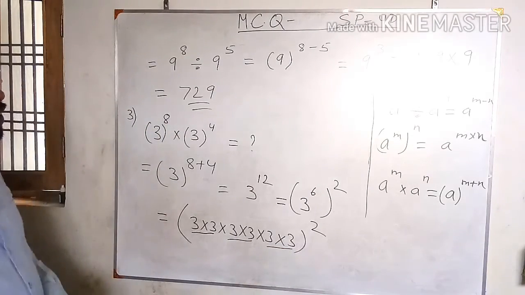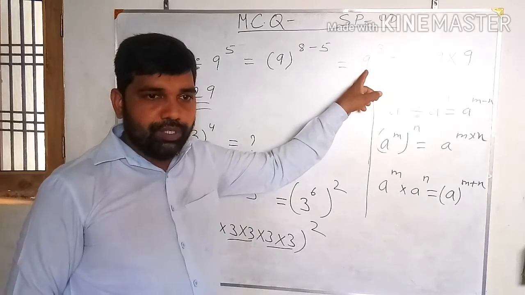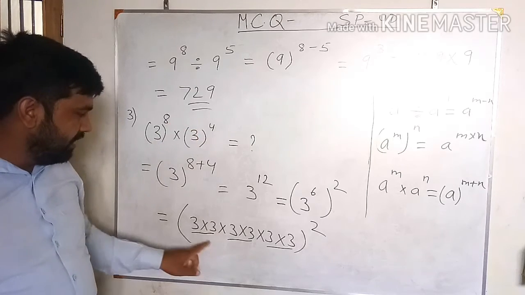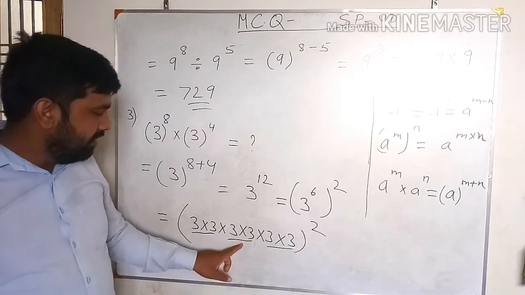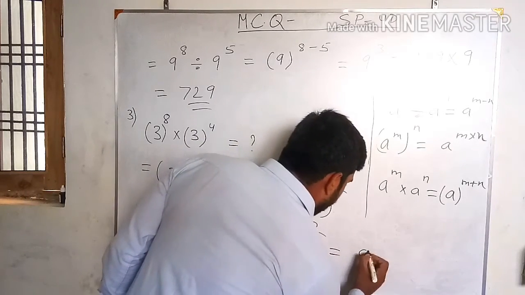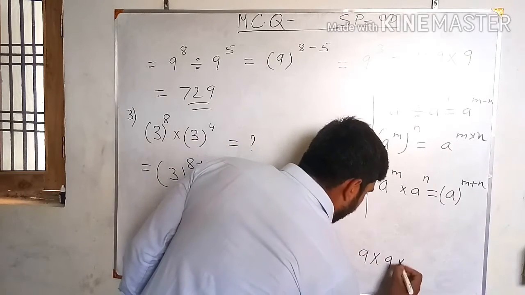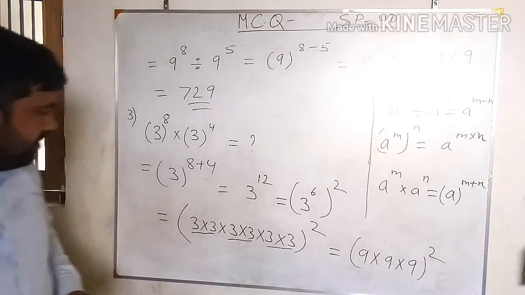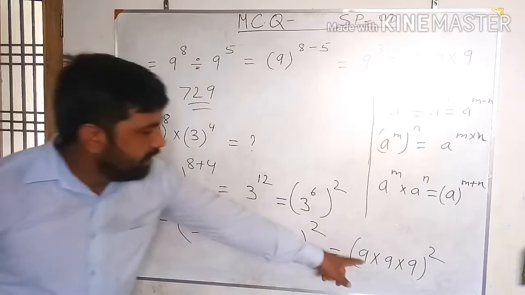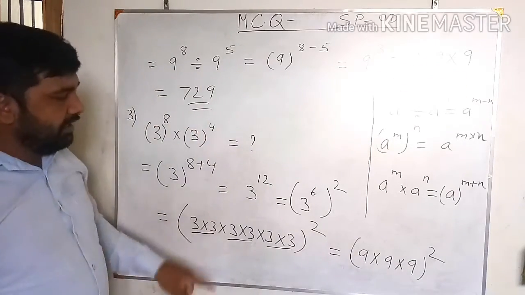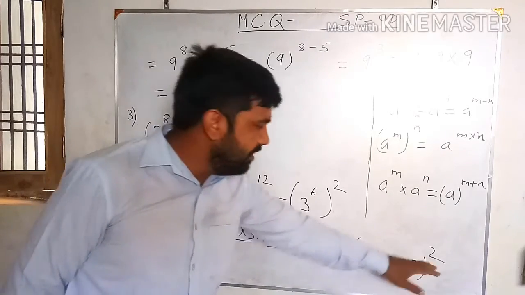That is 9 cube here, you see. The value of 9 cube we are going to get. And what is the value of 9 cube? 729. Here also you can see 3 times 3 is 9, 9 into 9 into 9. So we are going to get the result 9 whole to the power 2. That means 9 cube, 9 into 9 into 9, the value is 729. So here we get 729 square.